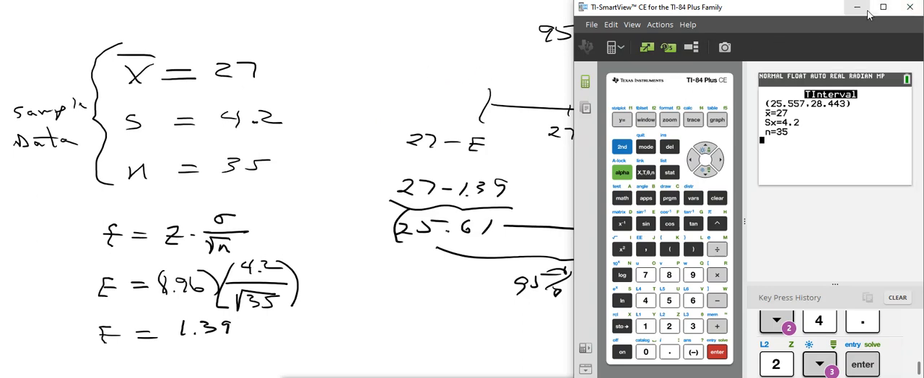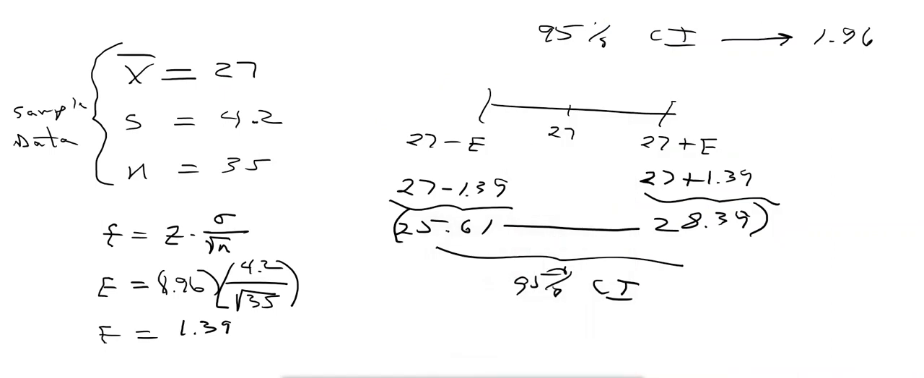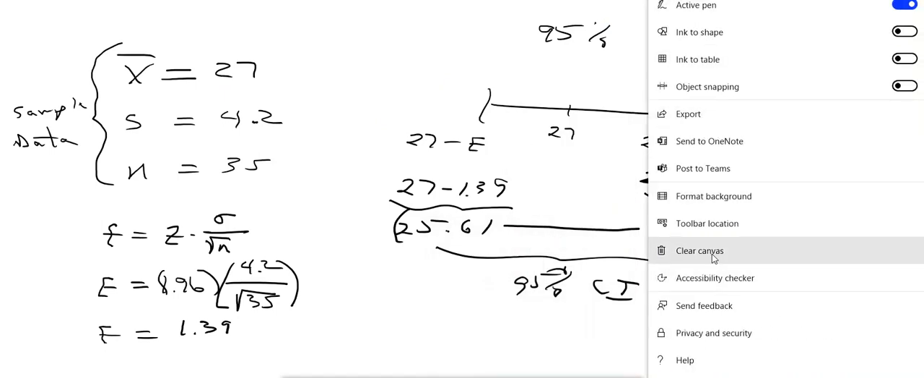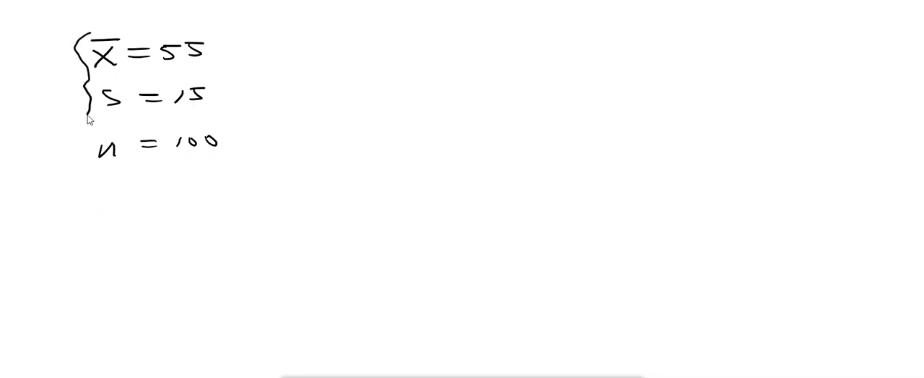I'm going to put this down for a minute and clear this. All right. So let's say that we have a sample mean of 55 and a sample standard deviation of 15 and n equal to 100. And again, this is a sample that you collected, right? Sample data.